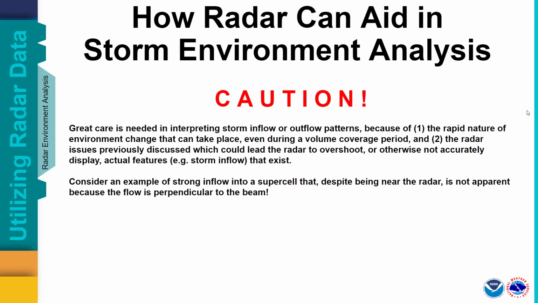A note of caution. Great care is needed in interpreting storm inflow or outflow patterns because, one, of the rapid nature of the environment change that can take place, even during a volume coverage period, and two, the radar issues previously discussed, which could lead the radar to overshoot or otherwise not accurately display actual features, such as storm inflow that can exist. Consider an example of strong inflow into a supercell that, despite being near the radar, is not apparent because the flow is perpendicular to the beam.